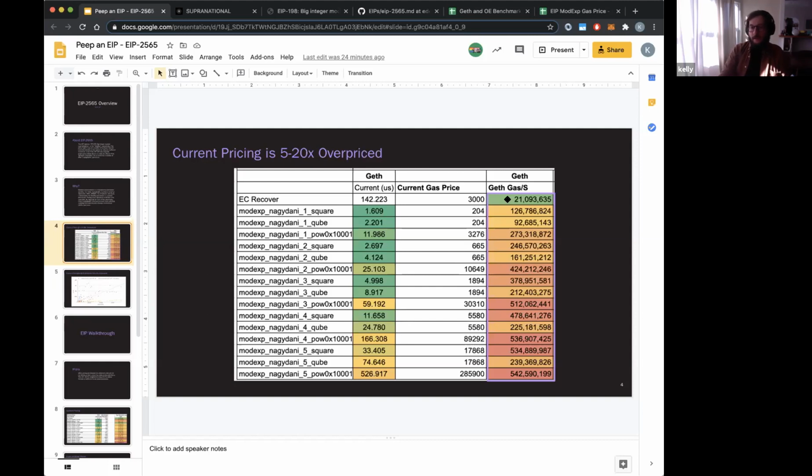So when we go look at the current gas pricing and the execution time for these other precompiles, or for the ModX test vectors, what we'll see is that the gas pricing is anywhere from about 100 million gas per second all the way up to about 550 million gas per second. And what this means is that when you call this precompile in the EVM, you're going to pay anywhere from 5 to 20 times more than other precompiles are paying, right?